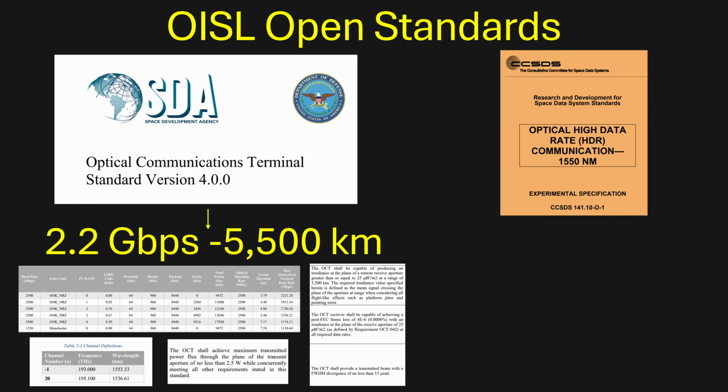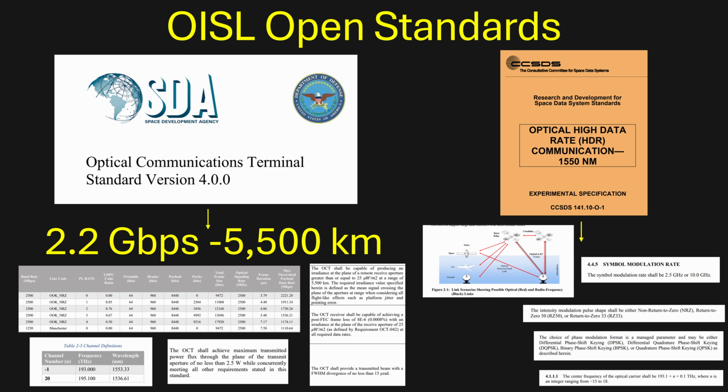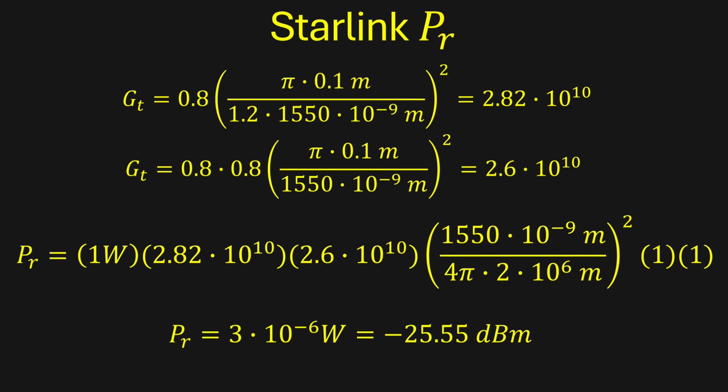First is the SDA's Optical Communication Standard. This is intended as a common standard for military satellites to communicate with each other. However, the standard caps out at only 2.2 gigabits. Likewise, the CCSDS standard is not very ambitious at a 20 gigabit max data rate. So the better approach for now seems to be to use existing telecom standards designed for fiber or to use optimized proprietary standards. Now we will do a rough estimate on the power received in the SpaceX laser terminals.